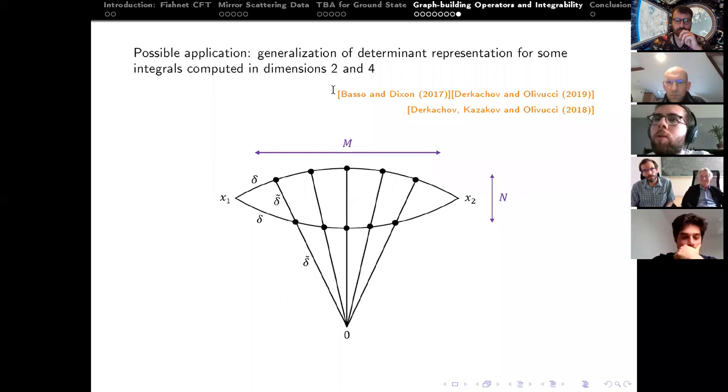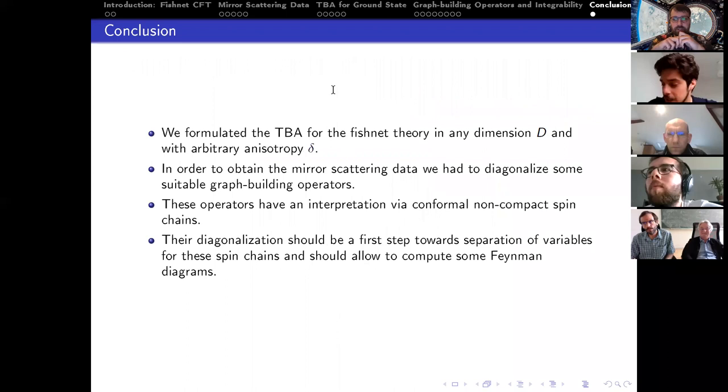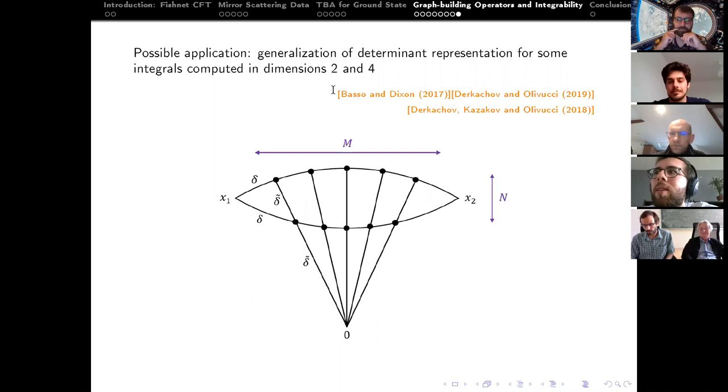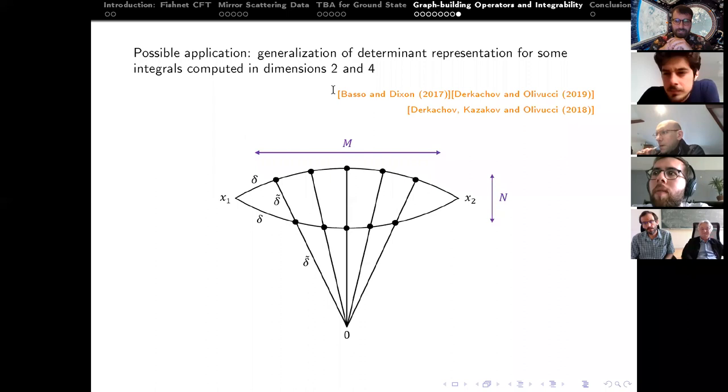But I don't want to show anything more on that. Sorry, what's the term? Is it still a determinant or not? I don't know. For the moment, it's too complicated for me to say if it's a determinant or not. But the way you derive it in two and four dimensions, you don't see initially that it's a determinant. It's just at the end. Yes. But they still have some nice expression like these sums.